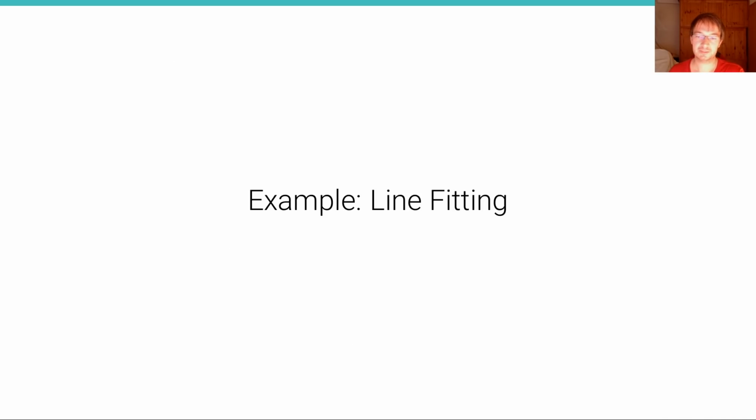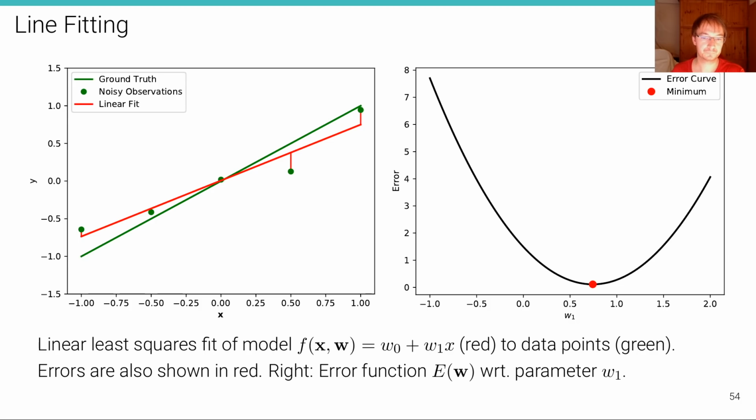So let's look at some line fitting examples now. This is the line fitting example from before, right? We have the ground truth here in green, the noisy observations in these green dots, and the linear fit. This is the linear least squares fit of this model to the data points.